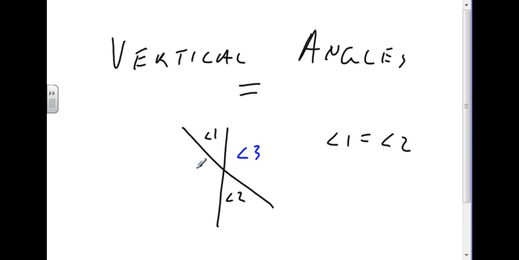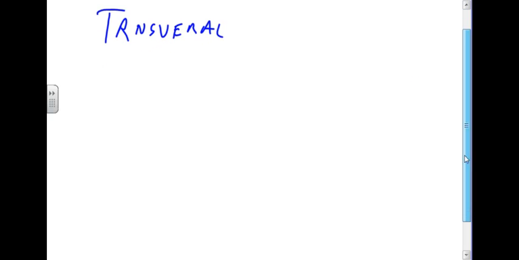Angle 3 is equal to angle 4 because they are vertical angles. No other reason. All right, then we do the transversal thing. Transversal. That sounds sort of like a French term.